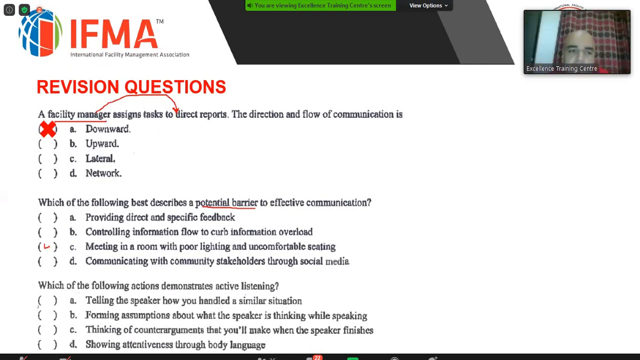Okay. What we usually do is that we go through B, C, and D, all three, one by one. Providing direct and specific feedback. No, this is something very effective in communication, right? When you're having feedback. So this is eliminated as an option. So we eliminate this. We go to the second thing.